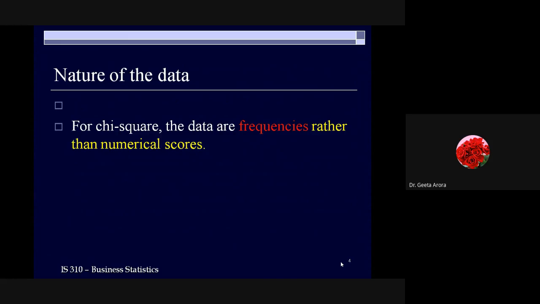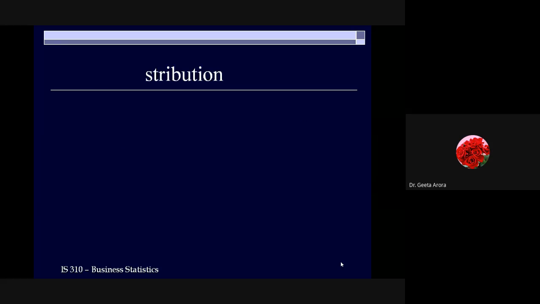The first thing is, in the chi-square test, we do not have numerical scores. Till now we have seen the mean is given, the standard deviation is given, and we are looking at whether something is matching the population or not. But here it is different, because we are not going to talk about the mean or standard deviation, but about frequencies. Frequency means how many times a particular thing is happening. Correct? So we are talking about frequencies rather than numerical scores.